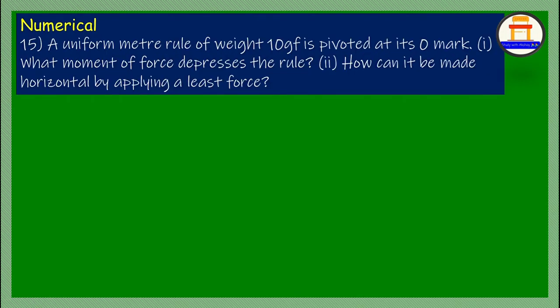A uniform meter rule of weight 10 GF is pivoted at its O mark. First question, what moment of force depresses the rule? How can it be made horizontal by applying the least force? So the anti-clockwise moment is 10 GF into 50 centimeter equals 500 GF centimeter.